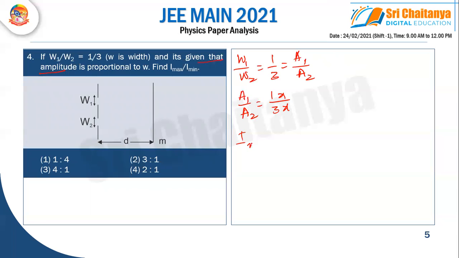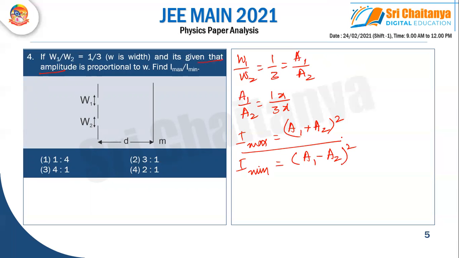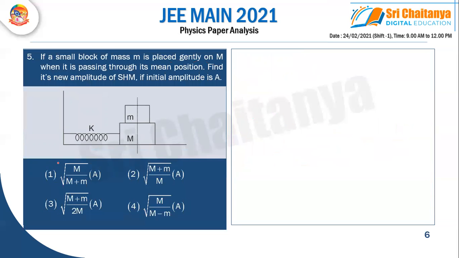Then I max, as he is asking, will be A1 plus A2 whole square, and the minimum intensity I min will be A1 minus A2 whole square. And when I'm interested in the ratio, I'll divide one by the other. Now I'll be getting this as 4x whole square by, now this will be minus 2x whole square, of course, and I'll be getting this as 4 by 1. So now the right option will be the fourth one, please. I mean, the third one. So let's move on to the next question.